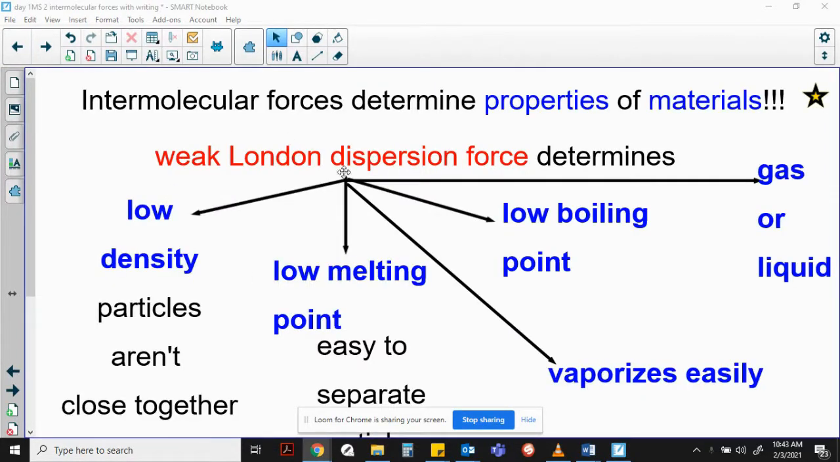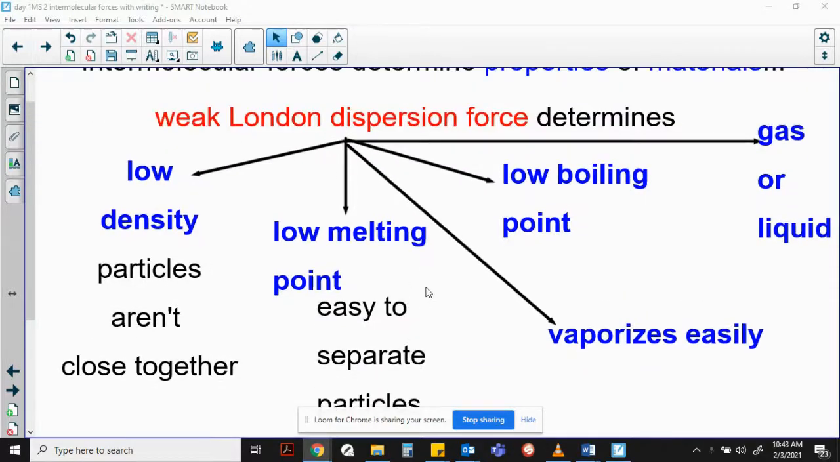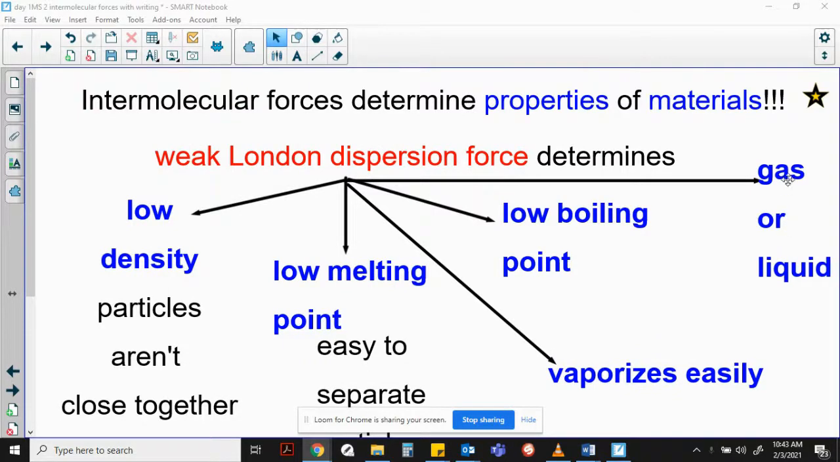So the intermolecular forces are going to determine the properties of materials. This you've already heard multiple times already. So a weak London dispersion force determines that it's going to have a low density, so particles aren't close together. It's going to have a low melting point. It's going to be easy to separate those particles. It's going to vaporize easily. Vaporize just means turn into a gas. It's going to have a low boiling point, and we're going to see that it's either a gas or a liquid.